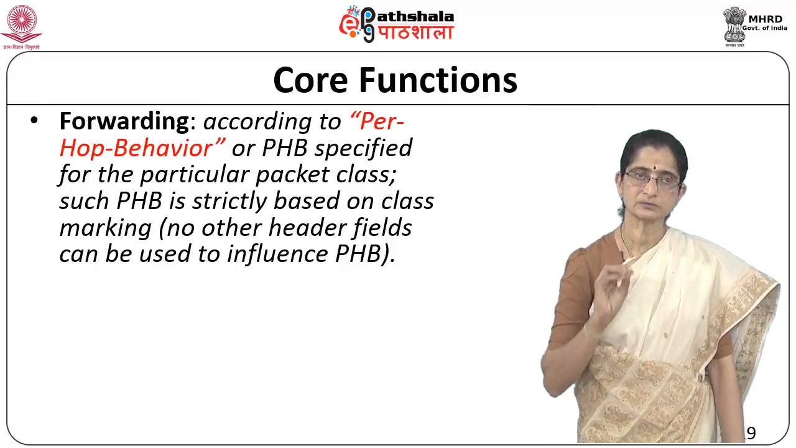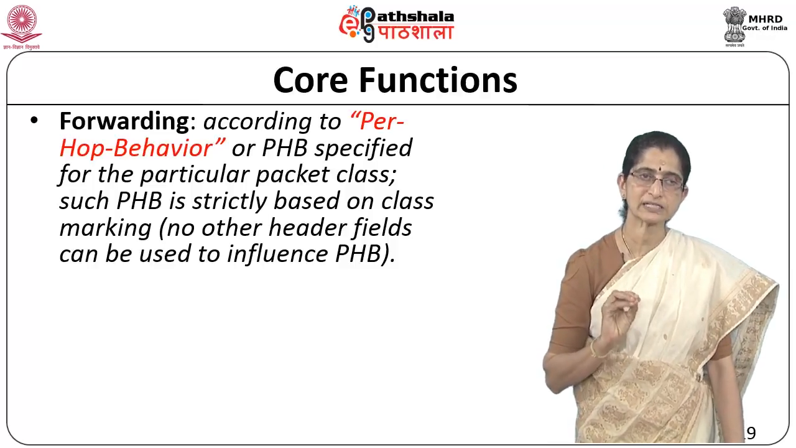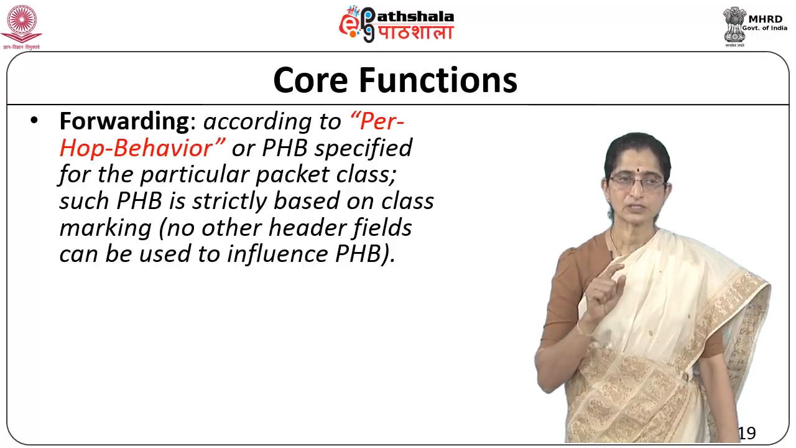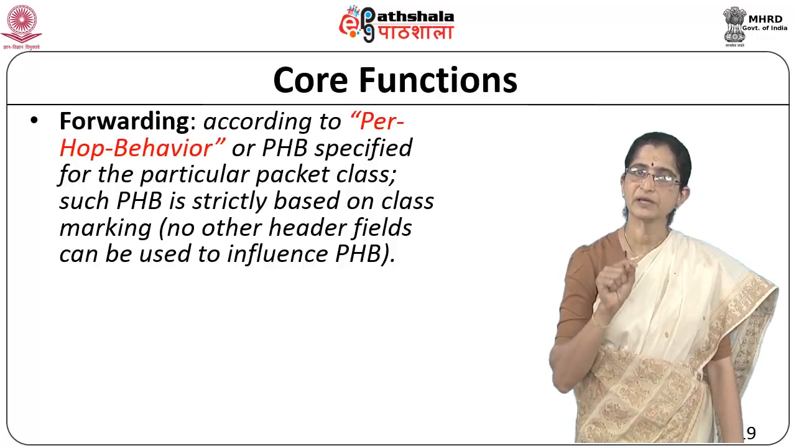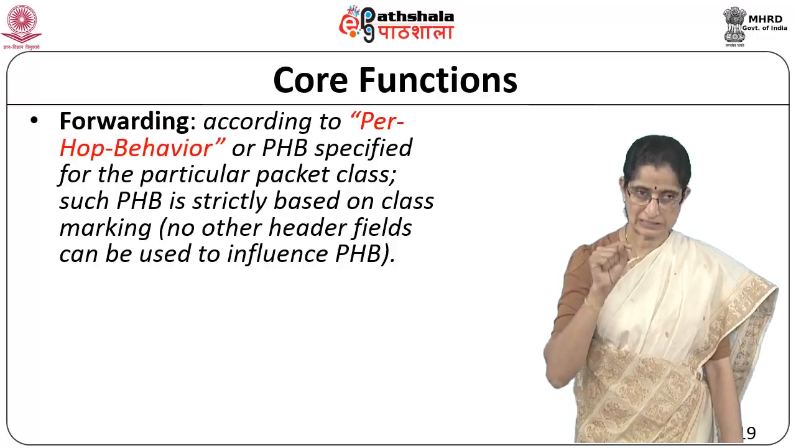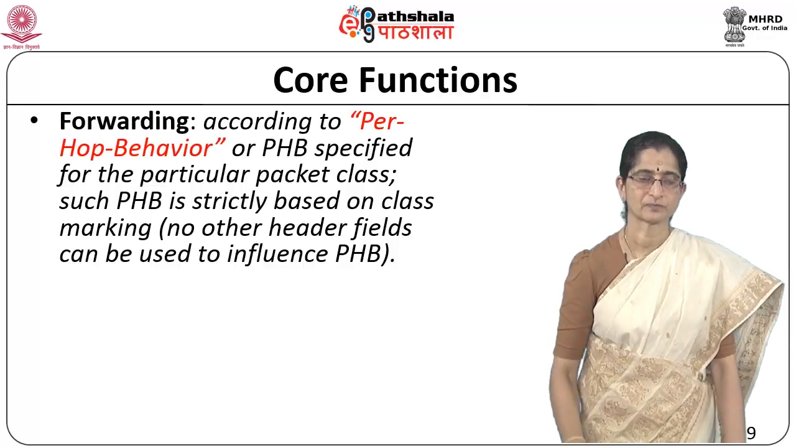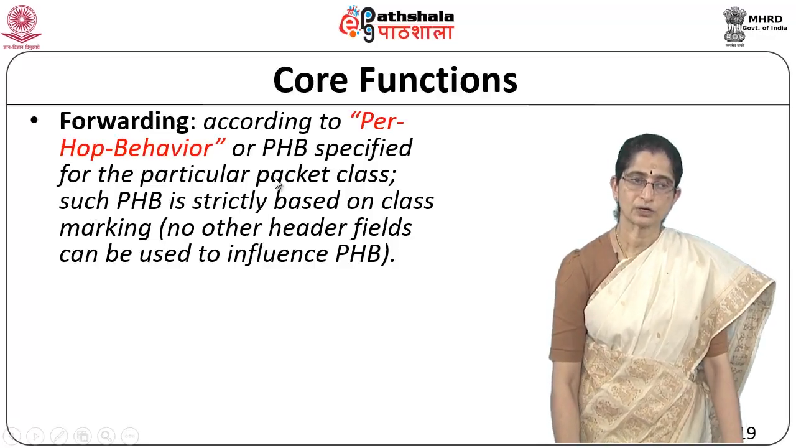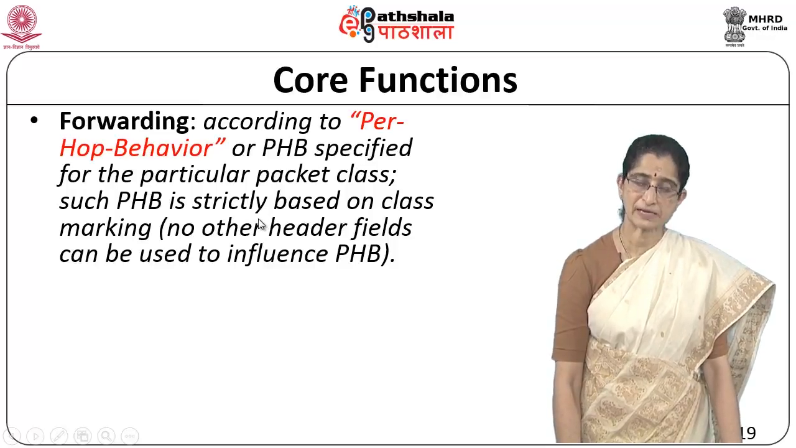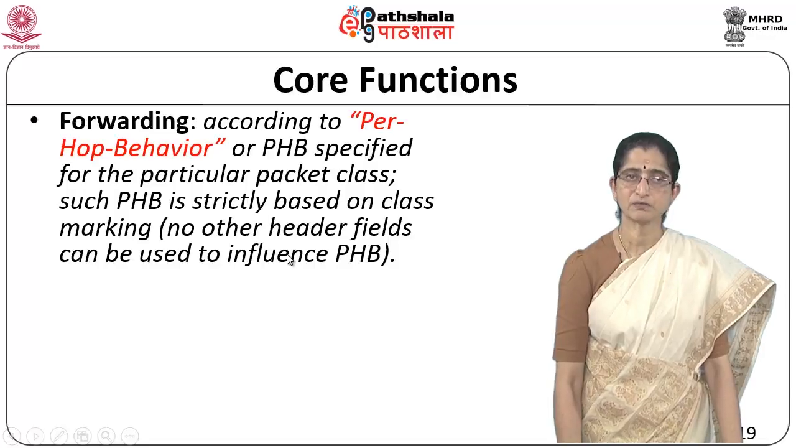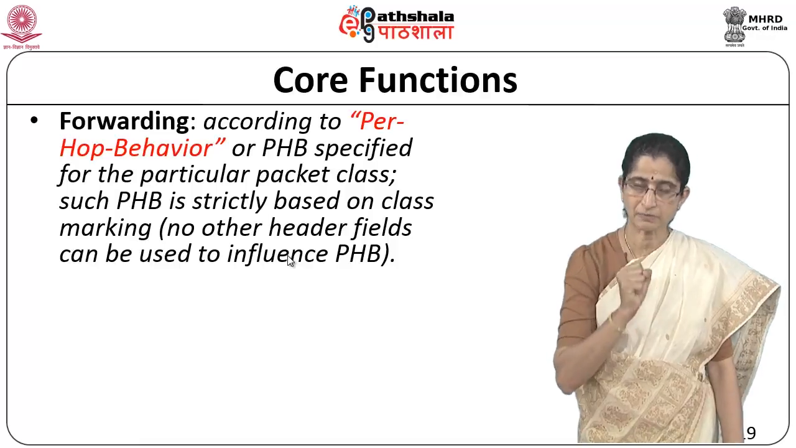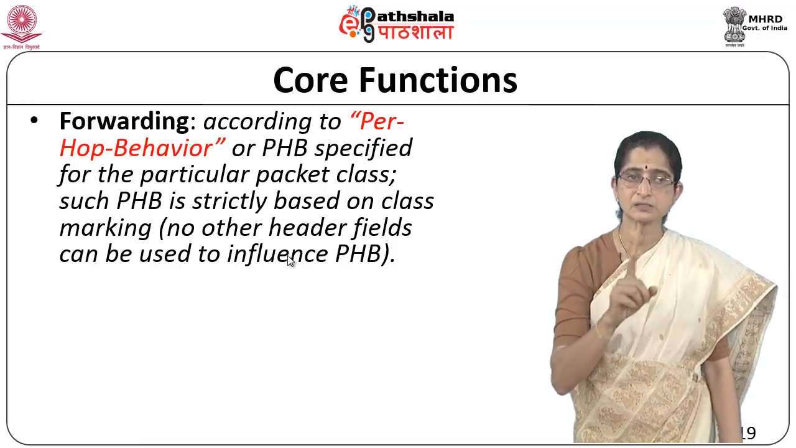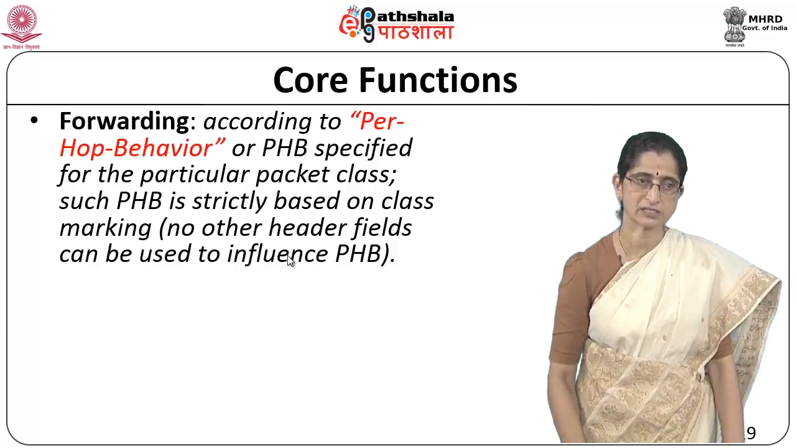At the core, the forwarding of packets is done based on what is called per hop behavior. This per hop behavior is a term that is used to specify the kind of behavior that needs to be applied to a particular packet class at that particular hop. The PHB that we specify will be based only on the class marking. That is, we have this DiffServ code point, DSCP, which is our marking. So based only on this field, this forwarding behavior will have to be implemented. That is an important aspect.